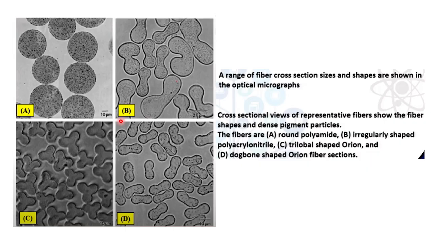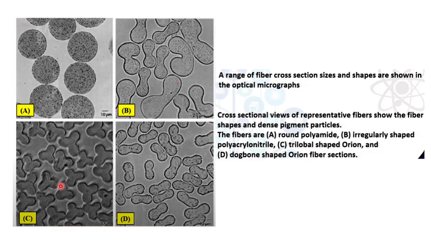So for that, if you want to probe the cross-sectional image of a fiber, this A is showing a circular shape, but in case of B, it is showing an irregular type, so it does not have any particular shape, and you can see the periphery of those fibers basically.